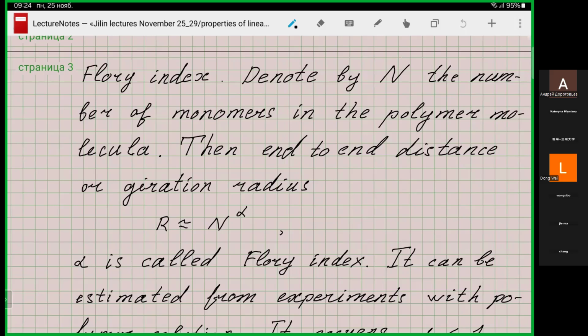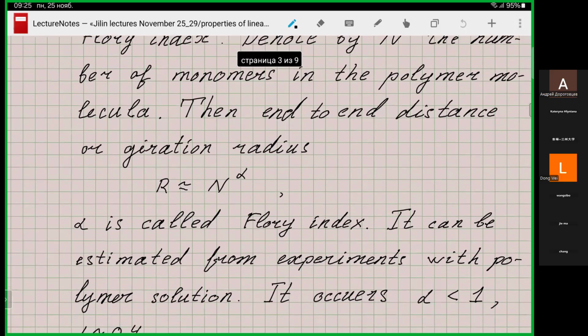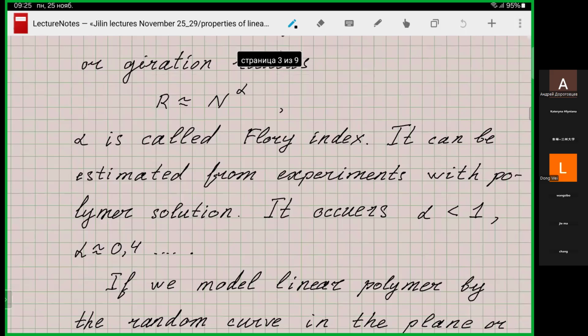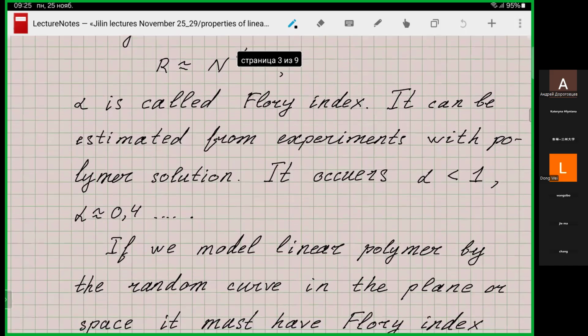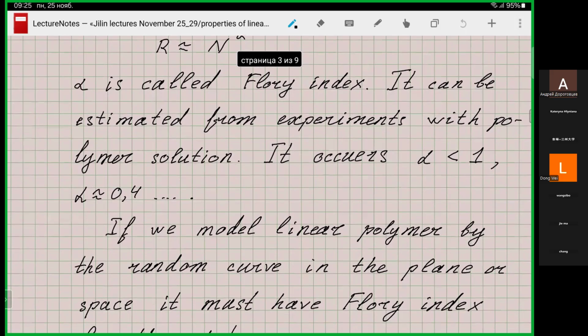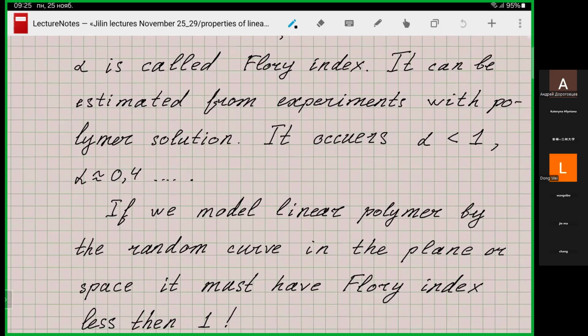In practice, one can see that we have such a relation for the radius of gyration, and this alpha is called the Flory index. It can be estimated using some energy calculations for a linear polymer. And it occurs that alpha can be like 0.4, 0.7, and so on. But it definitely is less than 1. So if we model a linear polymer by a random curve in the plane or space, it must have Flory index less than 1.